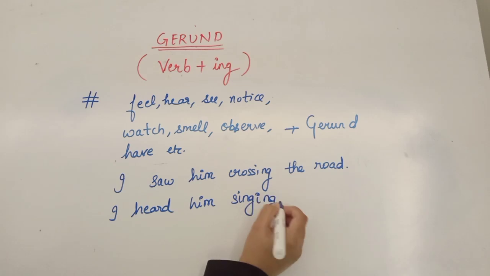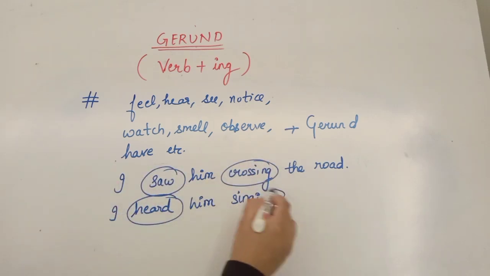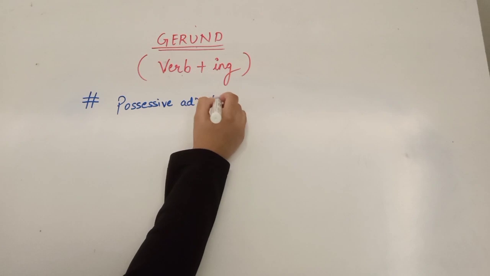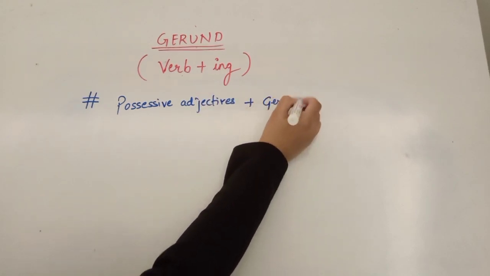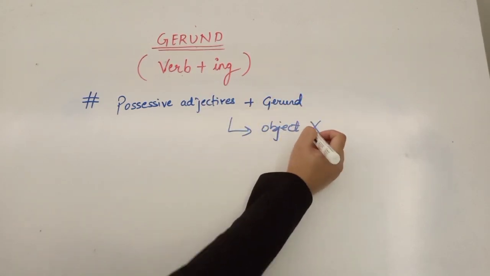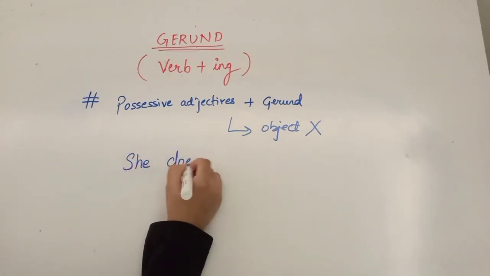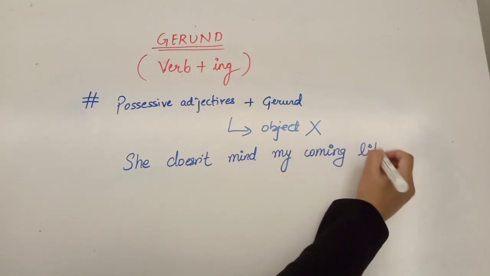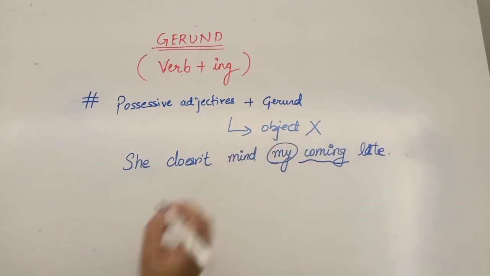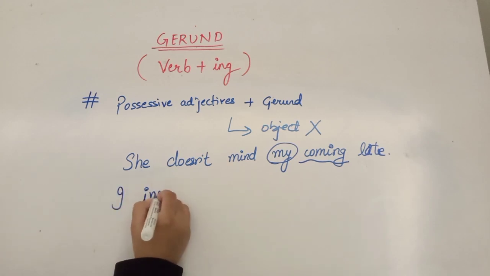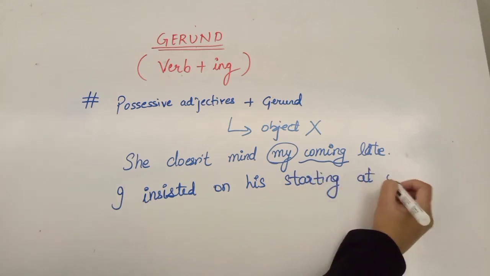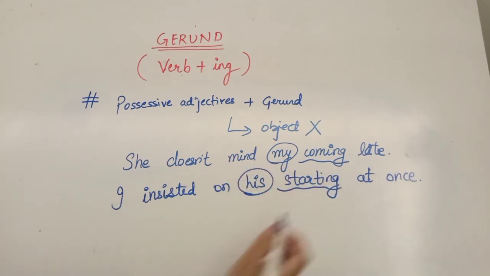Here we have used singing and crossing with the verbs saw and heard, and that means that the actions are incomplete. And the last use of gerund is with possessive adjectives. And with possessive adjectives, we don't use an object but a gerund. Like, she doesn't mind my coming late. Here the possessive adjective is my and the gerund is coming. So we will use coming rather than come. Or, I insisted on his starting at once. Again we have used starting after his. So this is the use of gerund.